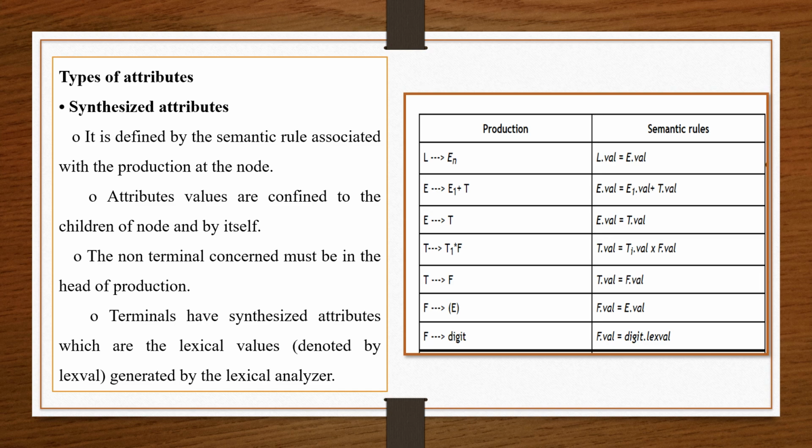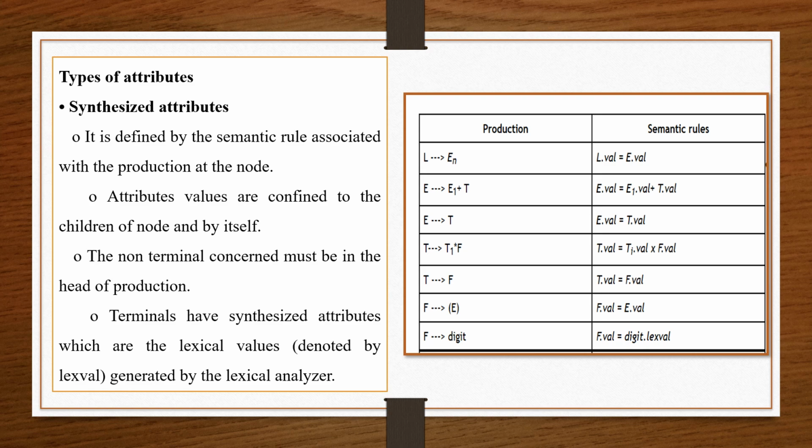Always the non-terminal will be in the head of the production, and terminals also have synthesized attributes, which are the lexical values denoted by lexval, generated by the lexical analyzer. So the non-terminal is the head of the production, and the terminals also have a synthesized attribute, derived from the lexical analyzer. So what is the attribute here? Lexval.